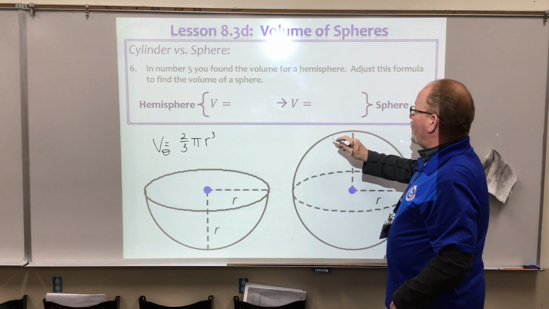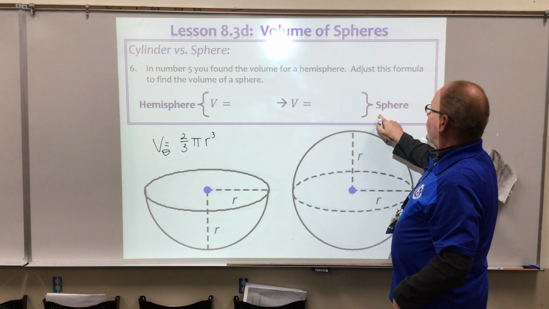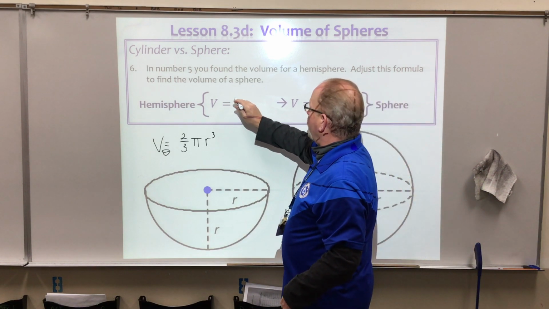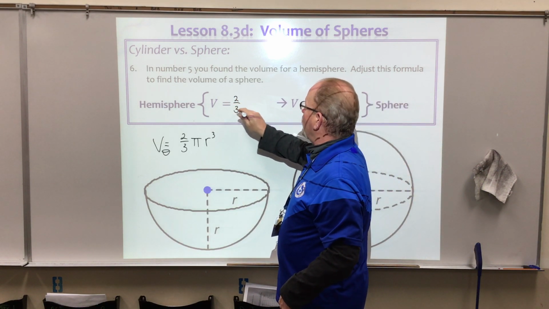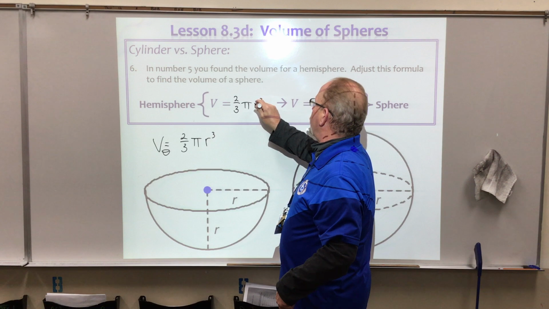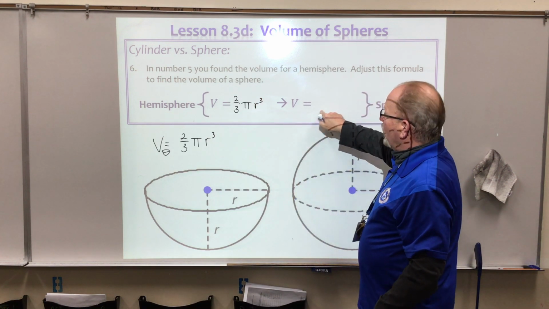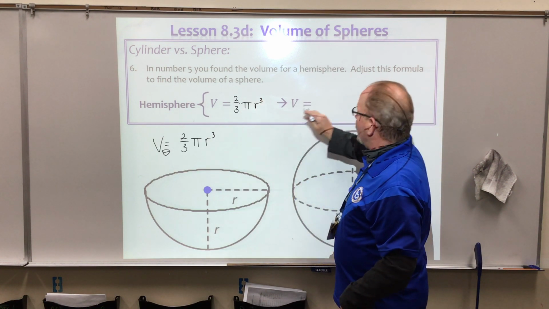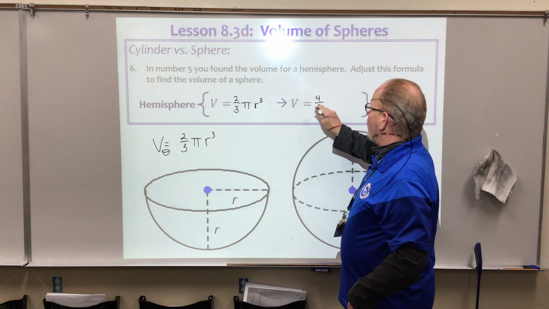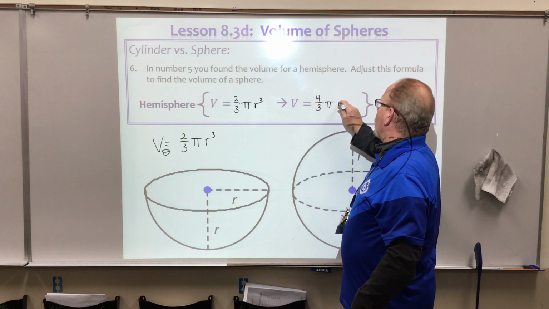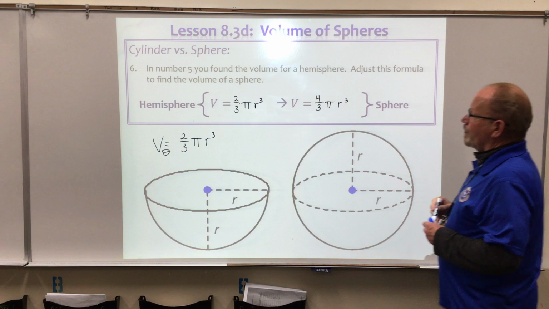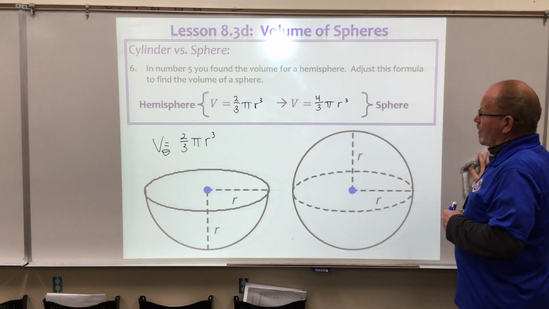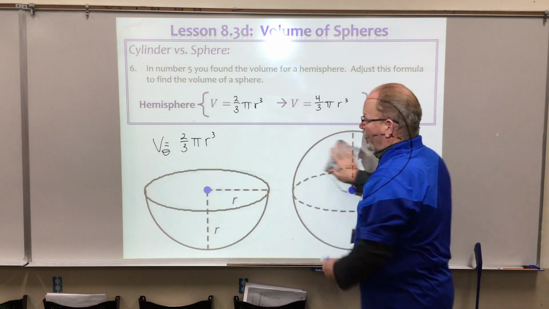So the sphere would be, let me write this up here. 2/3 times pi r cubed. This would be 2 times 2/3, which is 4/3 pi r cubed. So there's your formulas. The sphere and the hemisphere.